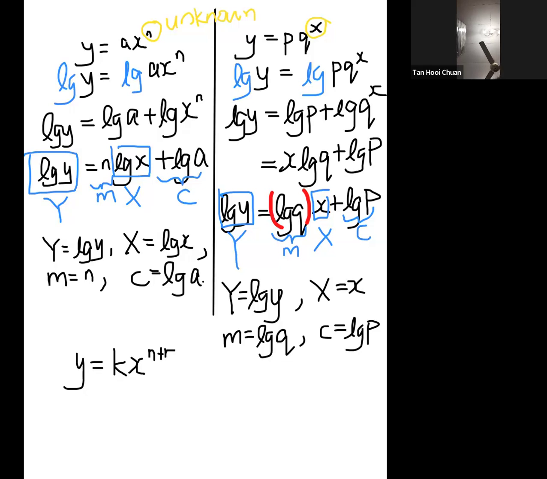N plus R, change to linear form. Another one. You try these two questions.